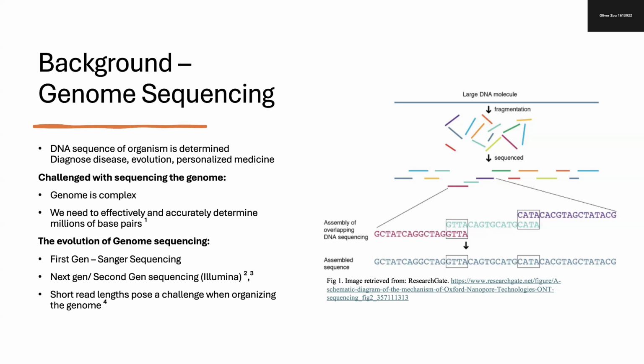This meant that the sequencing of very large genomes, such as the human genome, was time-consuming, and there were also issues such as struggling to organize more complex or repetitive regions of the genome and identifying larger base modifications and mutations.